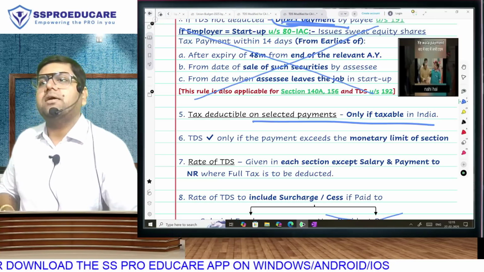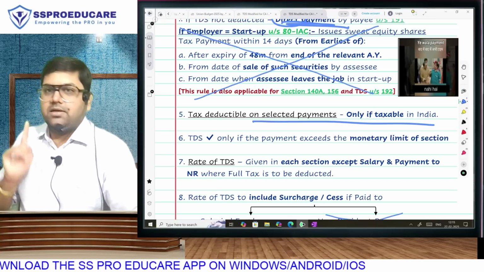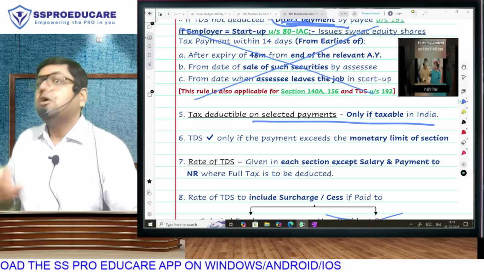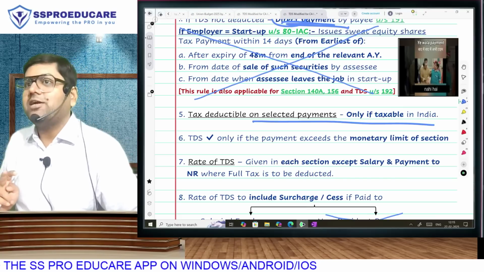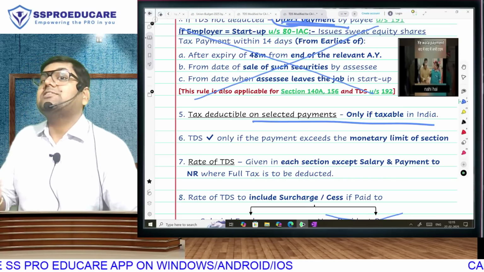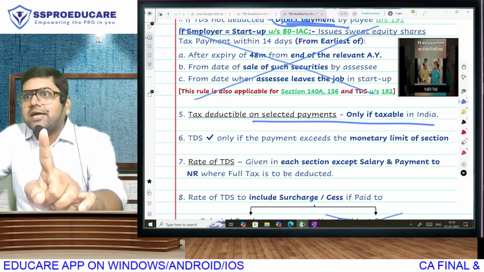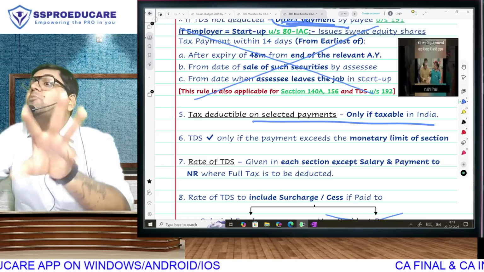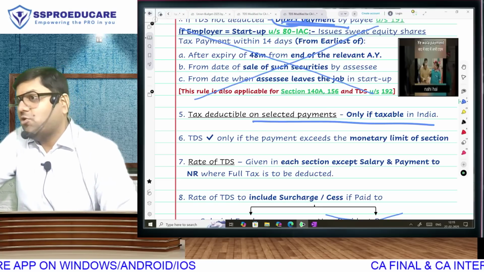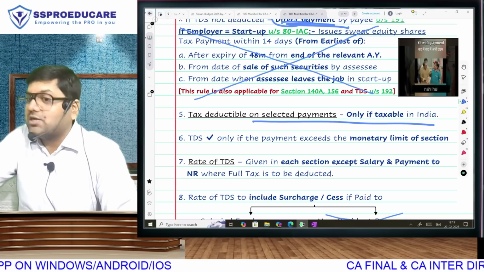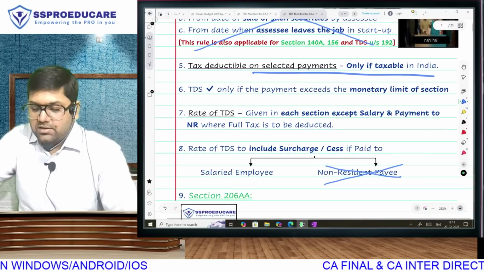Why there may not be TDS? Even if the income is taxable, maybe it is not covered in the chapter. Maybe it is less than the monetary limit. Maybe there are some cases where there is exemption from TDS. Income is not exempt. Income is taxable, but we grant you immunity from levy of TDS. So there are a lot of such cases where TDS won't come, but the income is still going to be taxable.